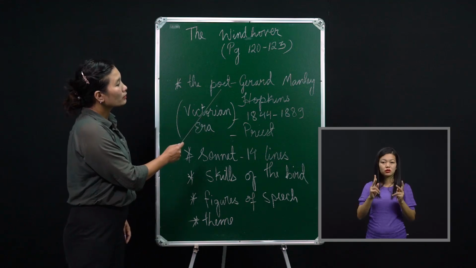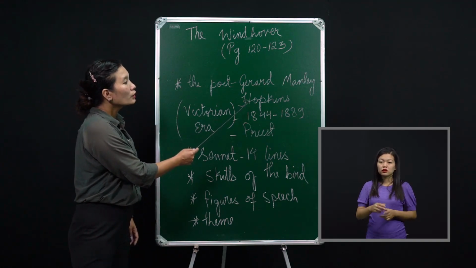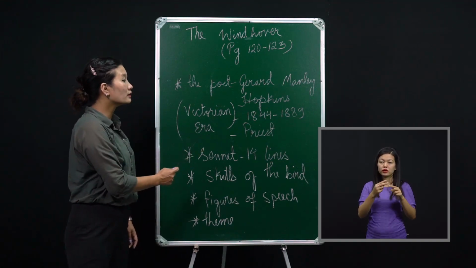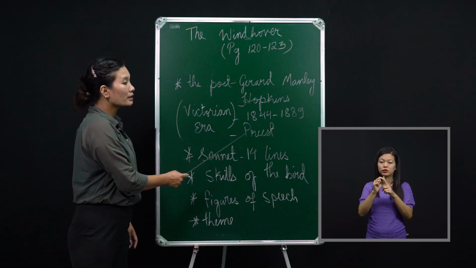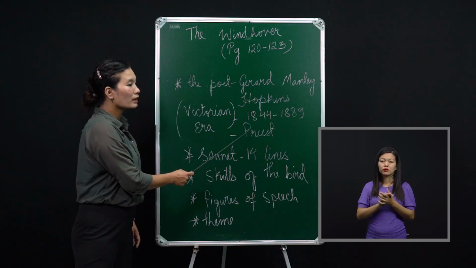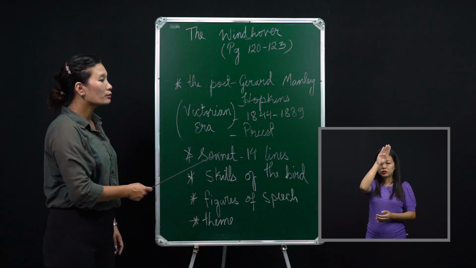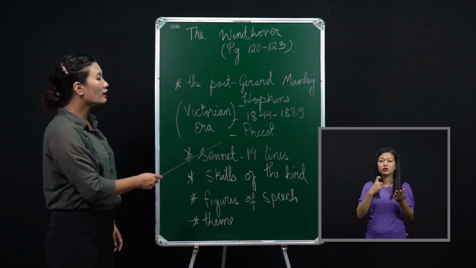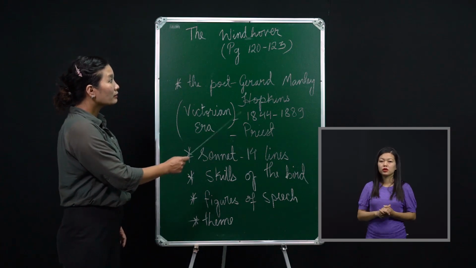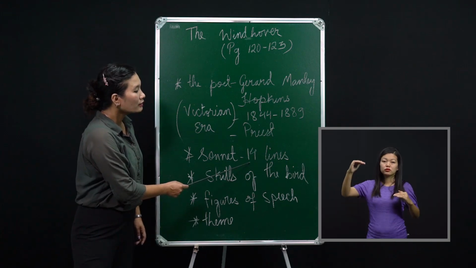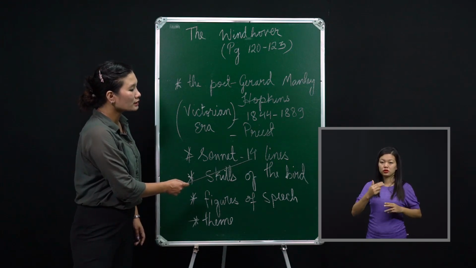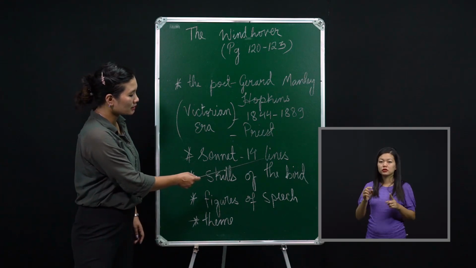And we have discussed the poet Gerard Manley Hopkins, who was considered to be the greatest poet in the Victorian era, and he later on became a priest. His works were published by his friend Robert Bridges only after his death. And the poem The Wind Hover is a sonnet which consists of 14 lines. The first 8 lines are called the octet, and the following 6 lines will be the sestet.